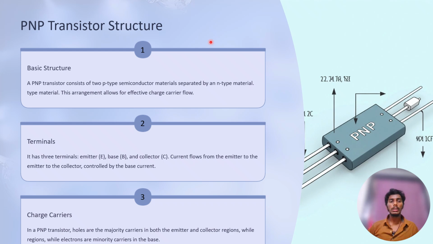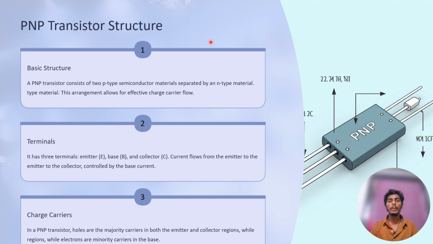Let's talk about the structure of the PNP transistor. The PNP transistor consists of two p-type semiconductor materials and one n-type semiconductor material. The n-type semiconductor lies between the two p-type semiconductor materials, which allows the effective flow of current in the transistor. Let's talk about the terminals. In this transistor, there are three terminals: base, collector, and emitter terminals.